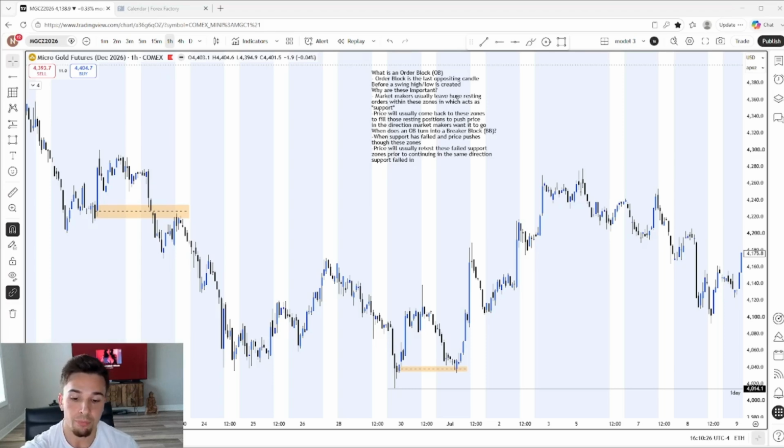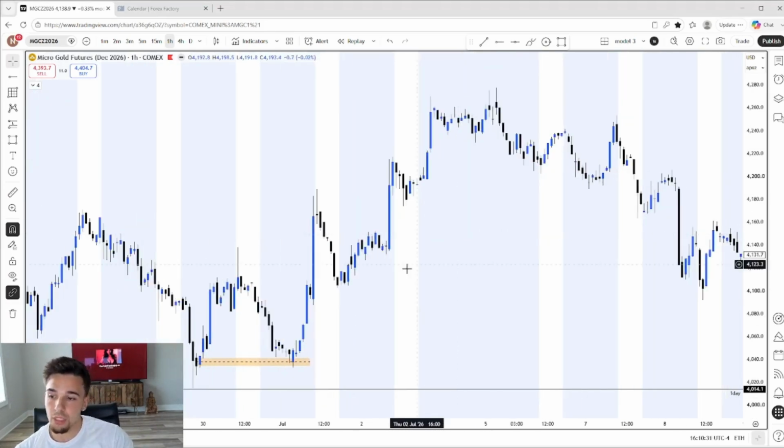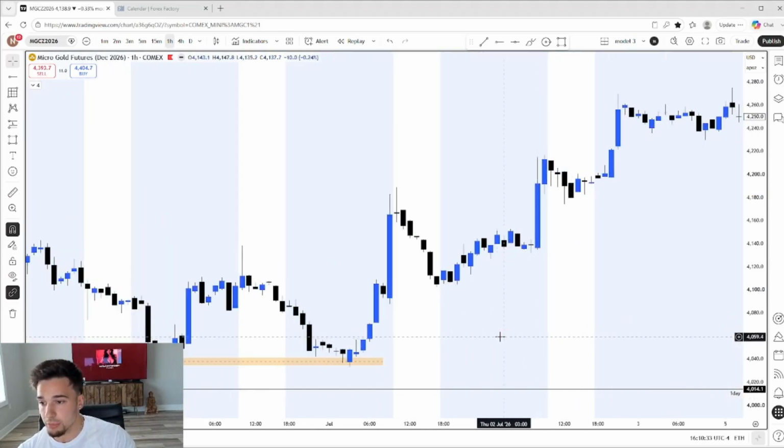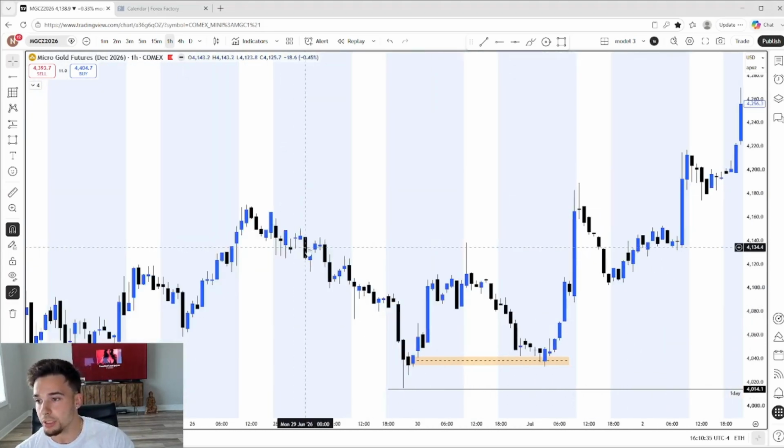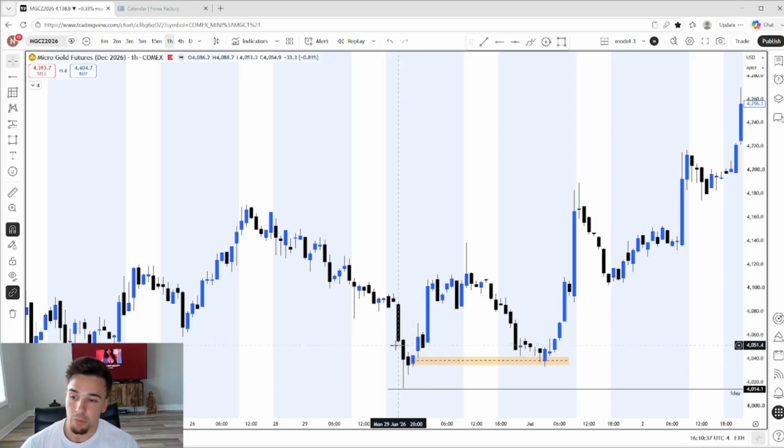Okay, so what does an order block look like? An order block looks like something like this, right? What do we see here? We see at this swing low, we see the last opposing bearish candle before a swing high or a newer high is created, right? So what do we do? We mark out that last opposing or that last bearish candle, and we mark that out with our rectangle toolbox, right? And we drag that over to the side, all right?